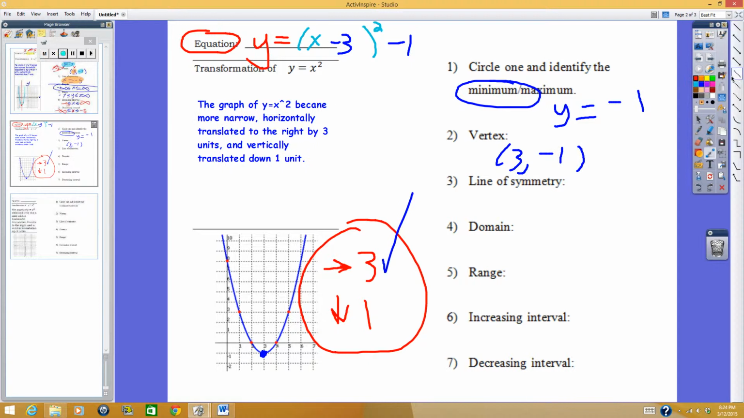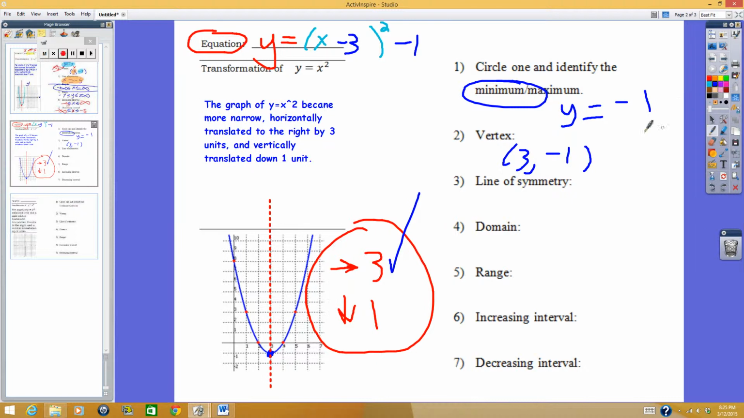Line of symmetry, let me get you back up. Oh, that's a horrible line. Goes right down the middle, and please draw this on your test and your worksheets when you're doing it. It helps. x equals, and it hits right at 3. I see that. Bam. Domain, again, the exact same thing.